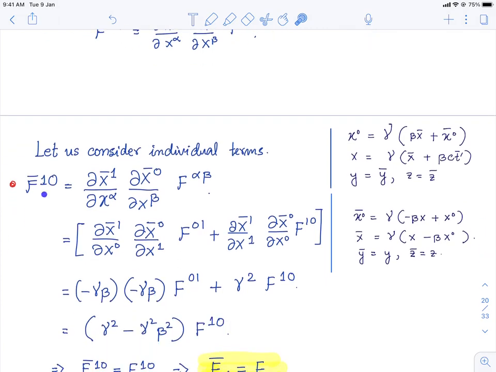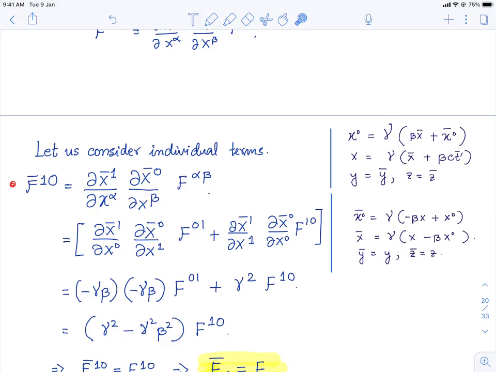So let's say I want the f10 in the transformed coordinates, in the barred coordinate. If I want f10, then how does this go? Then I use x bar 1 and x bar naught, and then alpha and beta have to be summed over. But now you can play a trick. It's a very interesting trick.